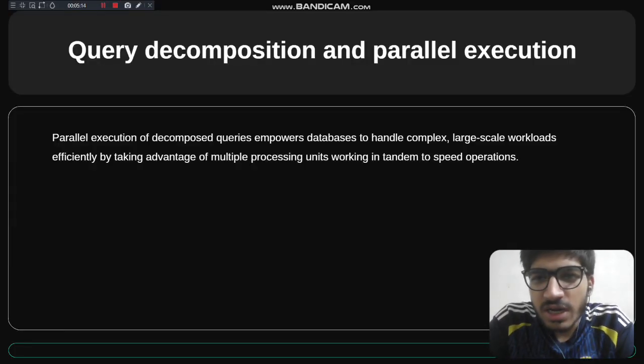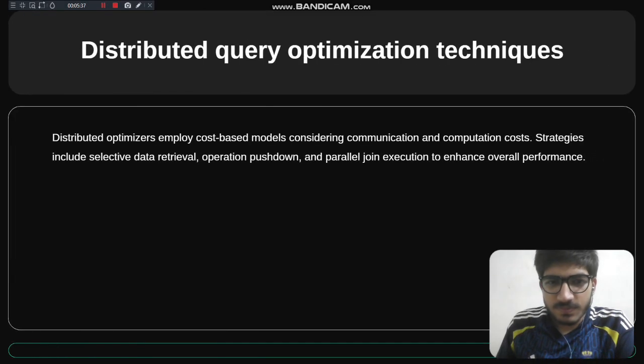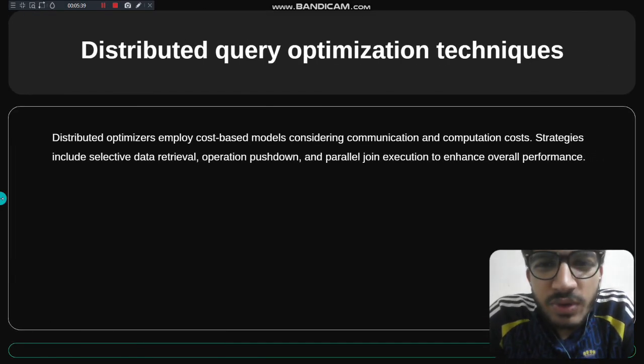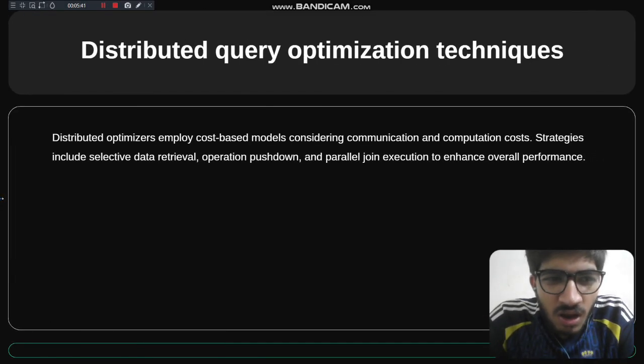Query decomposition and parallel execution. Parallel execution of decomposed queries empowers databases to handle complex large-scale workloads efficiently by taking advantage of multiple processing units working in tandem to speed operations. Distributed query optimization techniques.